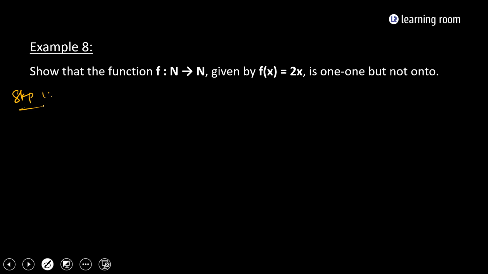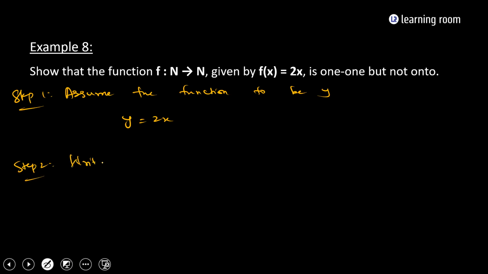Okay. So step one is, I'm telling this for people who are new, assume the function to be y. So y will be equal to 2x. What is step two? Suprajit, you were right, tell me. Write x in terms of y. Right? X in terms of y means it implies x is equal to y by 2.